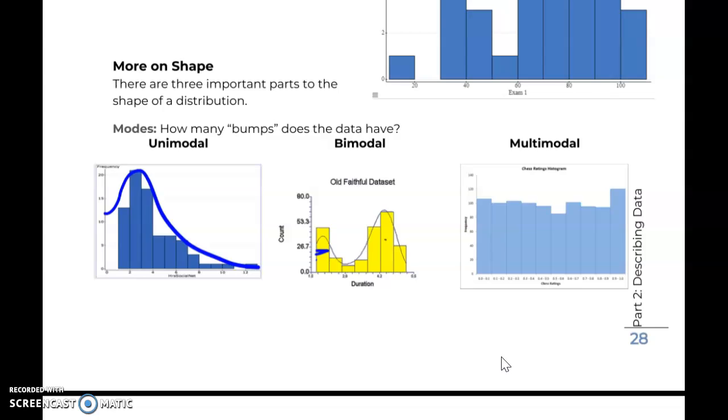When it looks like a rectangle, we actually call this a uniform distribution. So over here, the first one is unimodal, one peak, bimodal, two peaks. Uniform would have many peaks, but it doesn't necessarily have to be uniform. It just, in this example, it looks like a uniform distribution because each outcome is about the same.